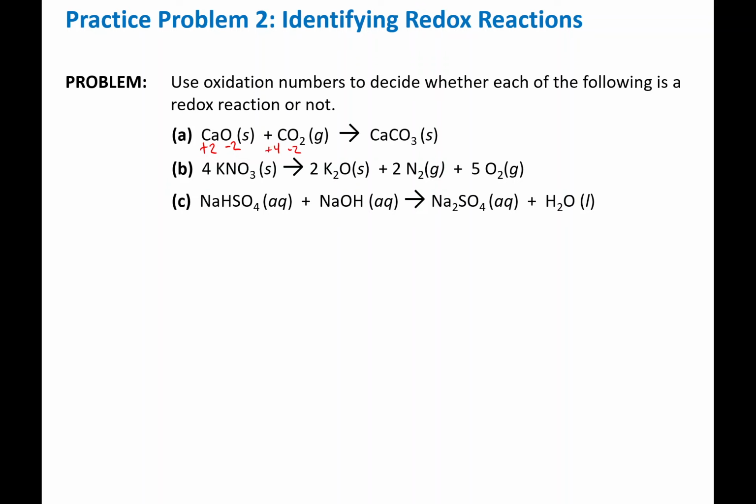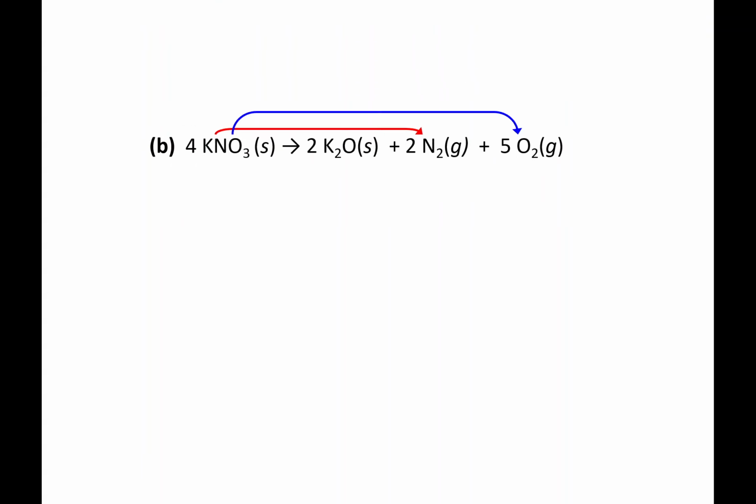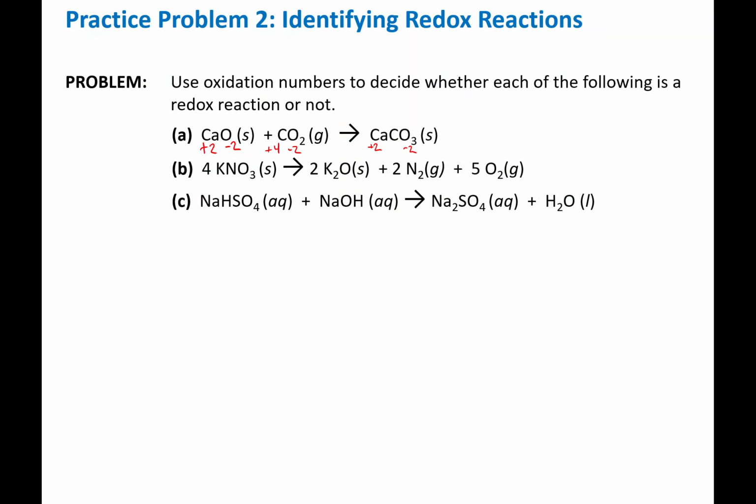Okay, now let's look at our compound. Calcium, again, in a compound, will be a +2. Oxygen will be -2. Okay, there are 3 of them, so that would be -6 total, +4. So carbon again has to be a +4. So in this case, there's no redox occurring in the first reaction.